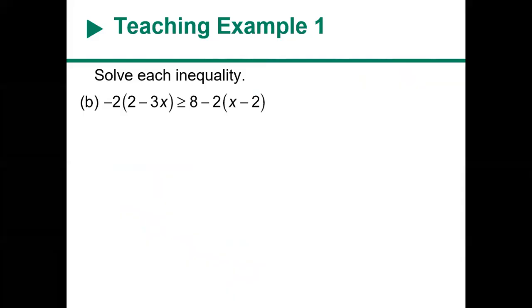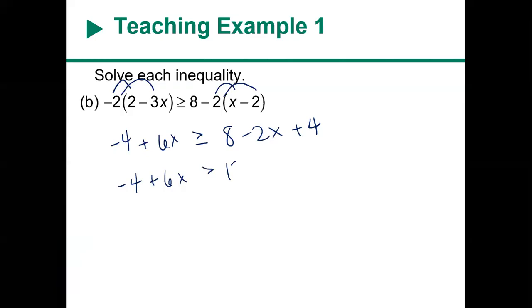So again, your job is to isolate the variable and pay attention to your signs. So the first thing I'm going to do is what? Distributive property. I'm going to distribute to get rid of my parentheses. So when I distribute, we all get a 2. So we get -4 plus 6x is greater than or equal to 8 minus 2x plus 4. I'm going to clean up. That gives me 12 minus 2x.